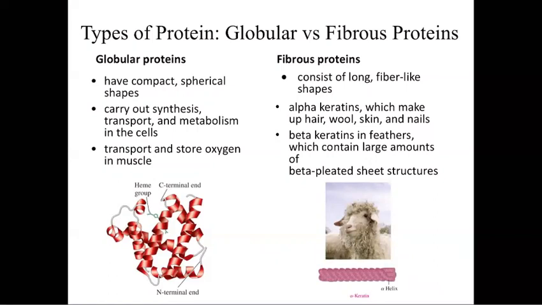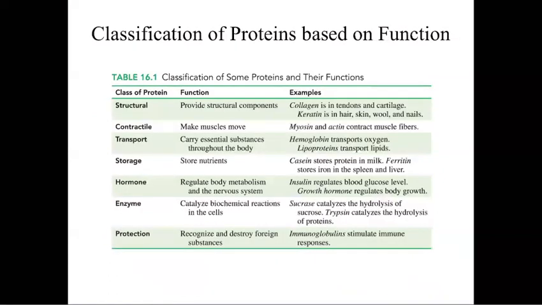Now, we can classify proteins not only in terms of the shape, as we saw, globular or fibrous. We can classify the protein based on function. And for the chapter quiz, you guys need to know, given a little description, what type of protein are we dealing with? As you can see, all of this is summarized in table 16.1.